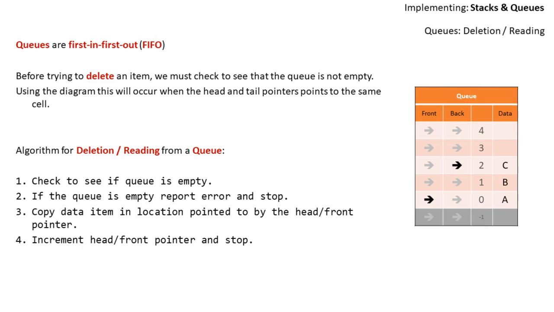If we want to delete or read items from a queue, we first check to see if the queue is empty, and if the queue is empty, stop and report an error. Assuming the queue isn't empty, we want to remove from the front or head of the queue, so we copy the item out here, being pointed to by the head of the queue, and now this item has left the queue, the head of the queue is now pointing here, to position 1, or data item B.